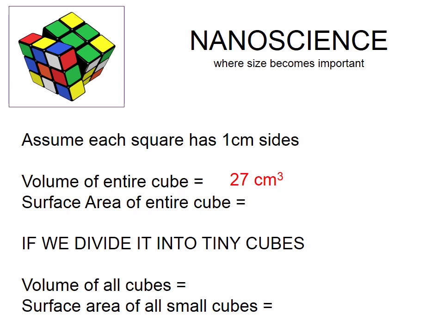Nanoscience is an emerging field of chemistry where materials are manufactured with particles of very small size. At this small size, the properties of the nanoparticles differ from the bulk form because the surface to volume ratio becomes more important. In this example, you can see that if we consider the large cube, the surface area to volume ratio is 2 to 1. But if we look at the small cubes, it is 6 to 1.